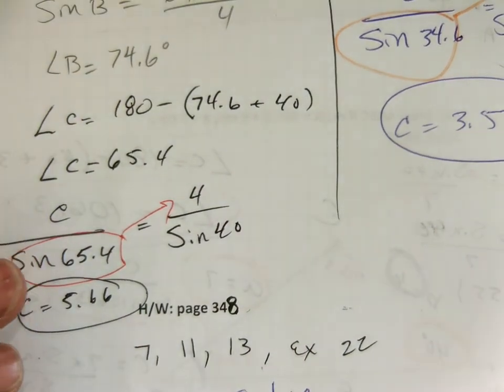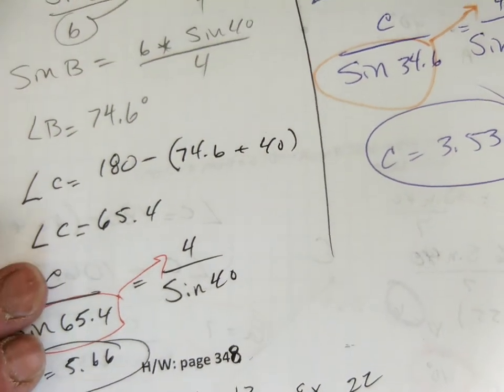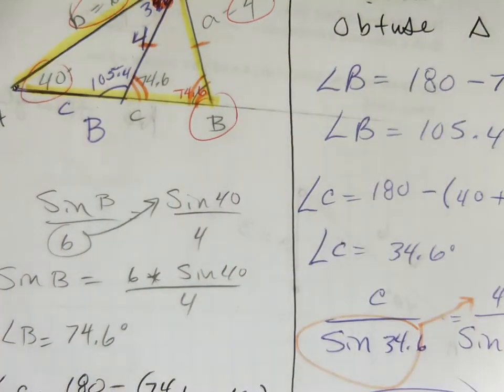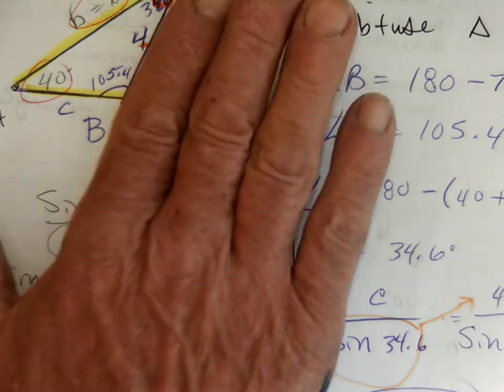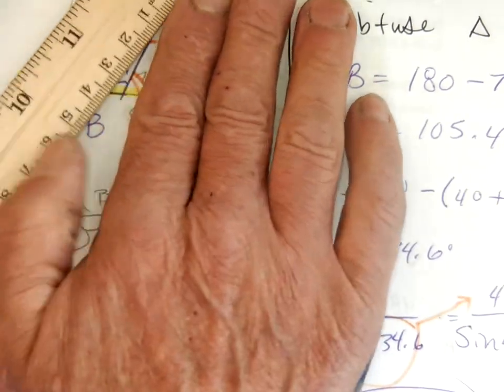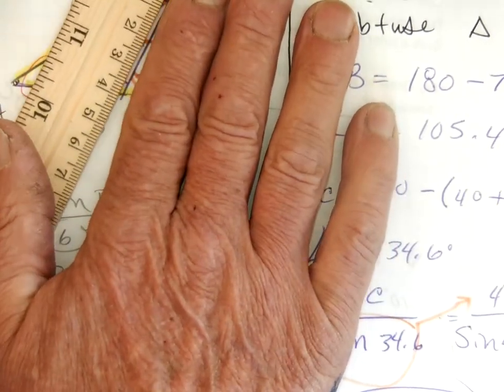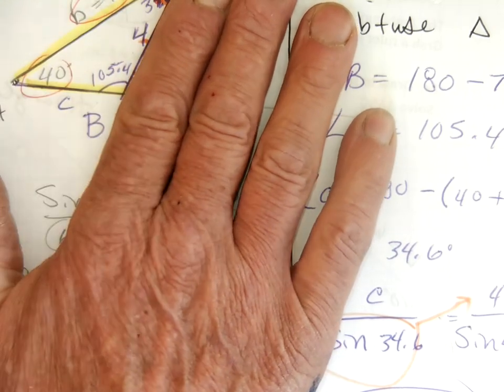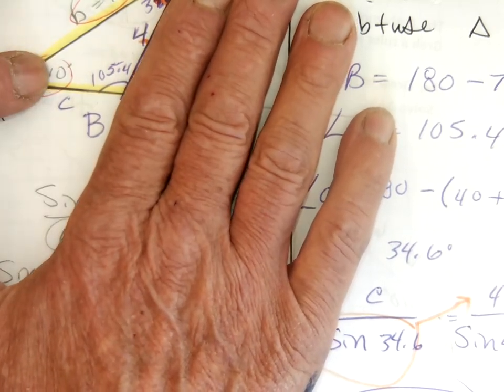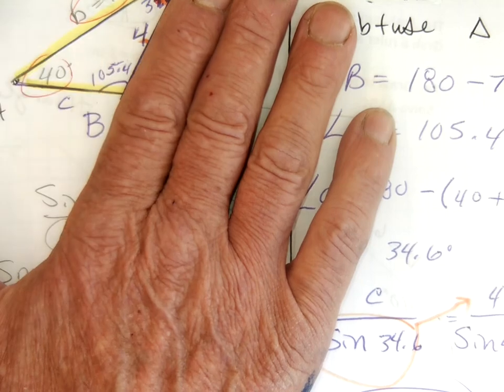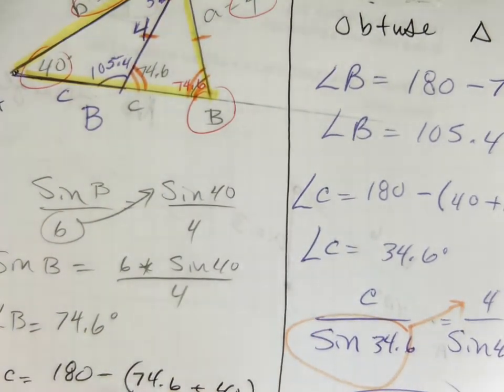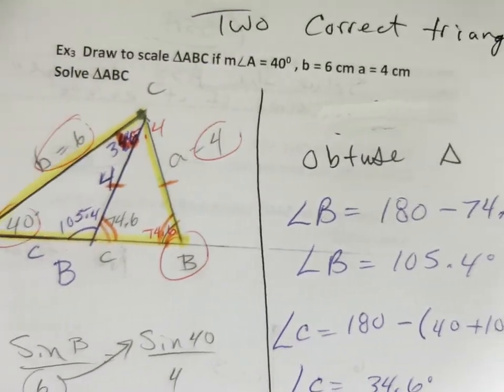But this is a weird one. So there are 2 possible triangles. So you could have redrawn this picture like this. The 4 could have been here, okay? And that's very possible. If you draw a triangle like this, that triangle does exist. Think about it. You got your 40-degree angle, side 6, and this side's 4. So there's 2 possible triangles. So I call it the obtuse triangle.